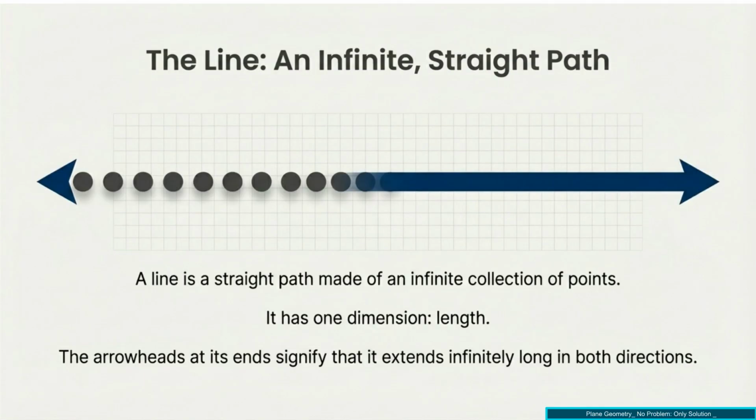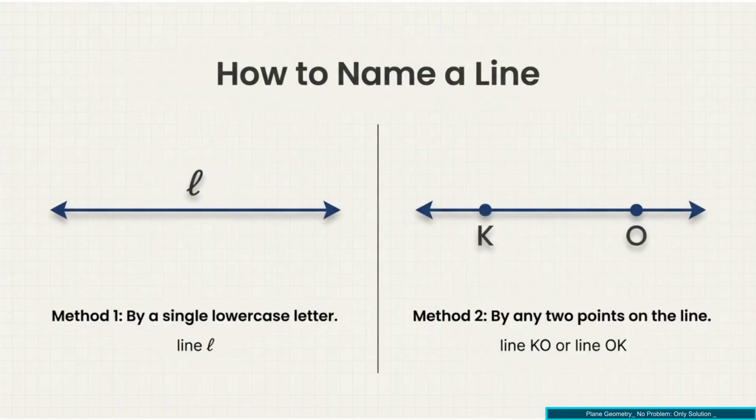Next, the line, an infinite, straight path made of an infinite collection of points. It has one dimension, length. The arrowheads signify it extends infinitely in both directions. Remember, a line has two arrowheads, both left and right. We can name a line in two ways, using a single lowercase letter, like line L, or by naming any 2 points on the line, such as line KO or line OK.